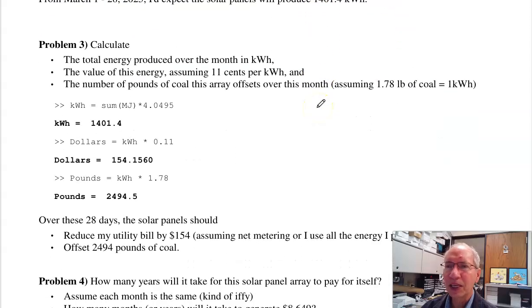Problem 3. Okay, I know how many kilowatt-hours. How much is that worth? Well, to do that, I multiply kilowatt-hours times 11 cents per kilowatt-hour. I get $154. The number of pounds of coal: it takes 1.78 pounds of North Dakota lignite to produce 1 kilowatt-hour. So these panels would offset 2,400 pounds of coal over that 28 days. That's a lot of coal for one house. Think about how many houses there are in North Dakota. It adds up.